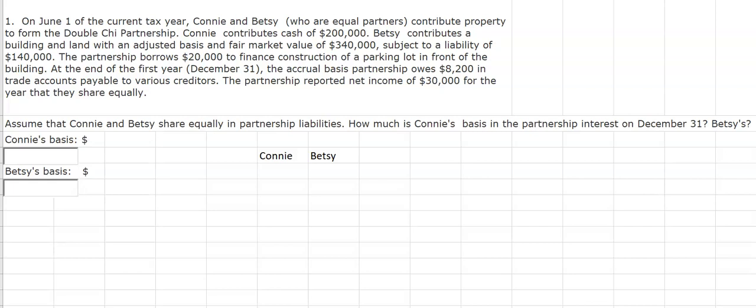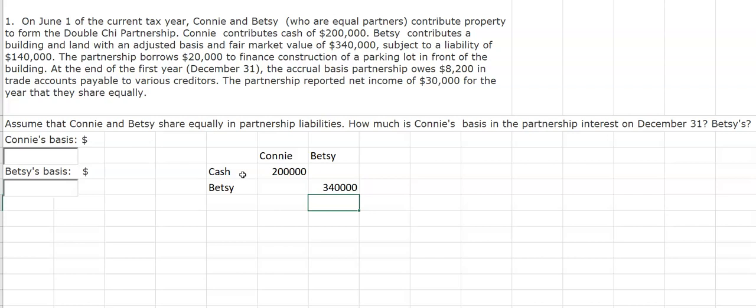Connie contributes cash, so I'll just label these items and then we'll talk about whether or not they increase or decrease basis and by which value we'll choose. Cash is always just plain cash. In other words, the fair market value and the basis are the same. Betsy contributes building and land with an adjusted basis and fair market value of $340,000. If we were given a choice, we would choose her basis in it, but they're the same, so that's good. So that's $340,000 for Betsy.